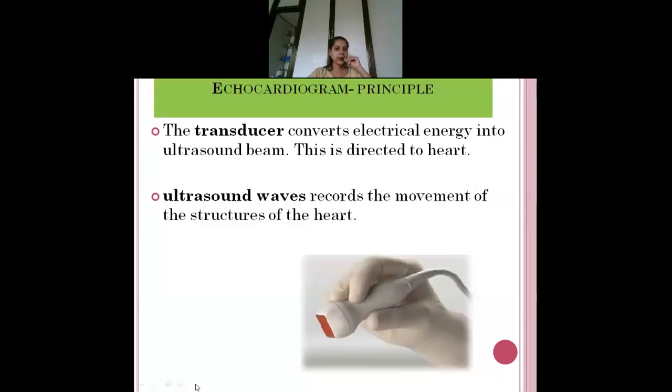Okay. Now next is, what is the principle behind the echocardiogram? If anyone asks you, you have to tell it is based on the principle of ultrasound. Okay, what is the principle behind ultrasound? It is based on the principle of sound waves, high frequency sound waves.